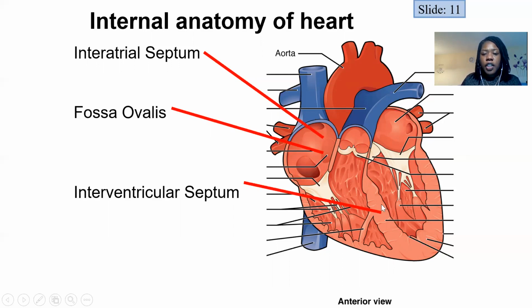There's also the interventricular septum. This is the wall that separates both ventricles, the right ventricle from the left ventricle. Again, we can see that the thickness of this wall tells us that we're in the ventricles, right? The ventricles have a slightly thicker wall and this trabeculated appearance. We'll talk about this on the other slide.